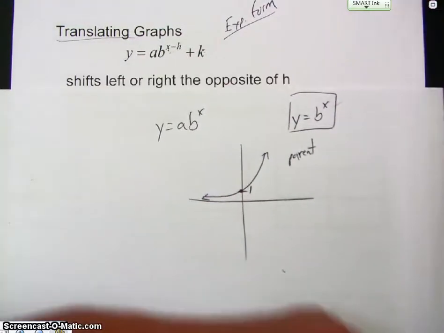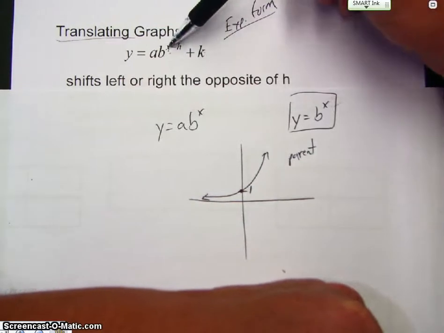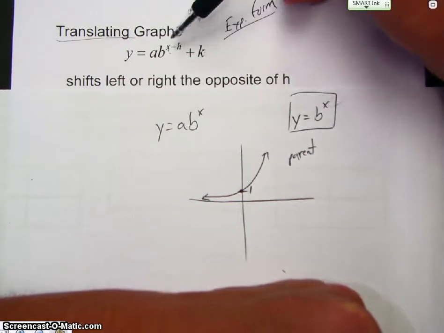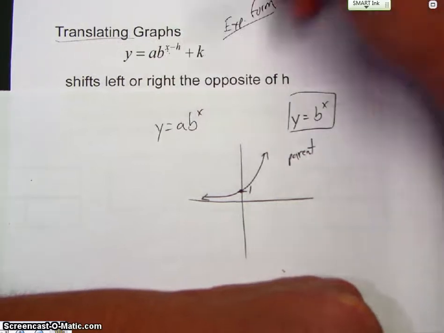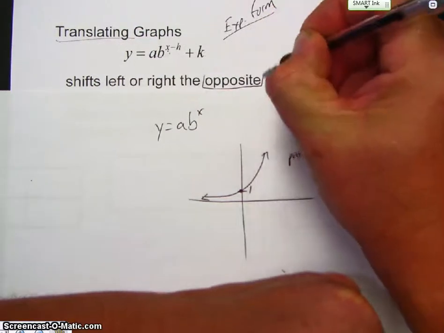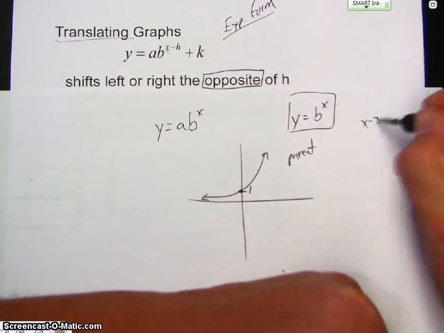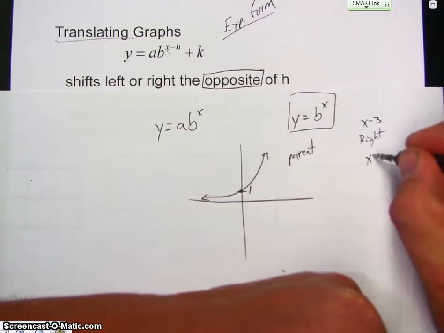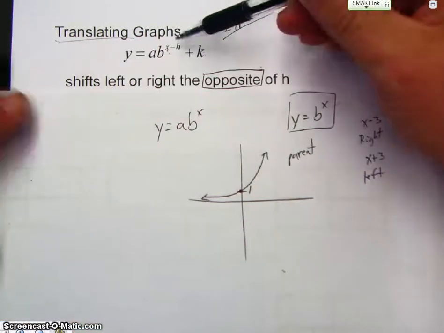All right, so we're talking about h. H is in the exponent with x. Now remember, x deals with your horizontal axis. So if I have an h up here, I'm adding and subtracting h. That means I'm moving left or right. But remember, the trick is you got to think of opposite. So if it says x minus 3, that means I'm moving right 3. If I am x plus 3, I'm moving left 3. You got to think opposite when you're dealing with x values.